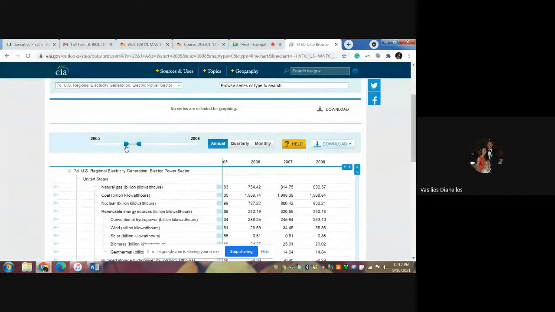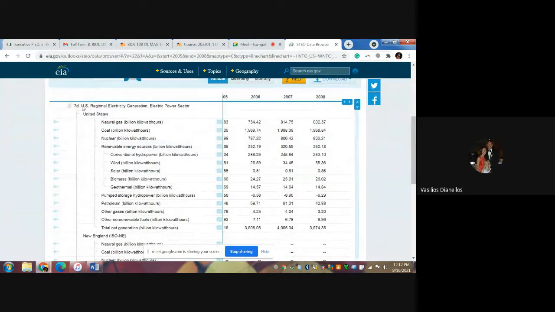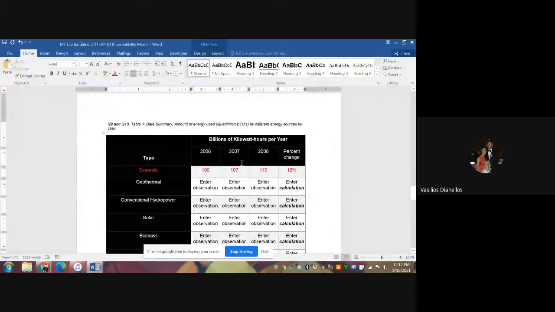I've set this where I need it to. Now I'm going to go down here and get the data that I actually need. You can see right here that we're looking under 7D, as it should be. We're obviously looking under the United States, and then down here, under renewable energy sources. Here we have 2008, 2007, 2006. That's exactly what I need. So total renewable energy sources, I can see right here, was 352.19. Let me go back over here.